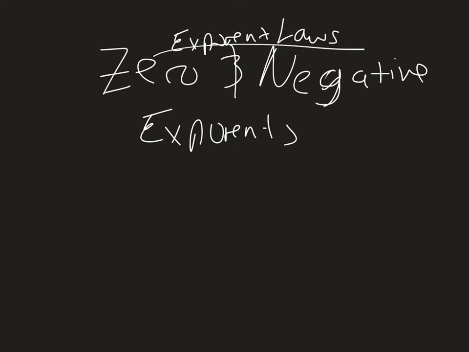In this video, we'll talk about what it means for something to have a zero exponent or a negative exponent. I highly recommend that before you dive any further into this video, you watch the videos on the product rule and the quotient rule, as both of those will lead into this video.